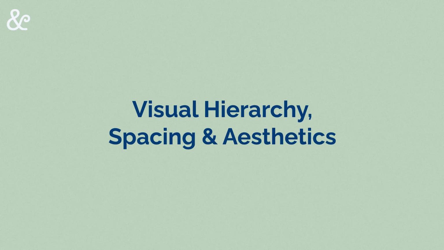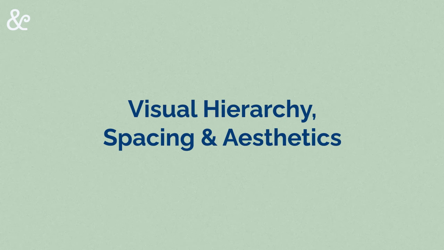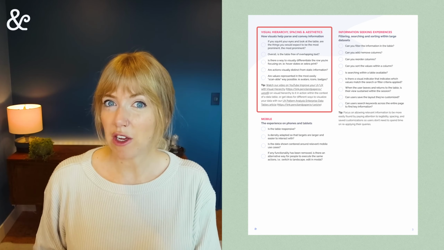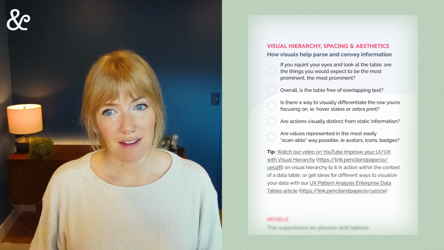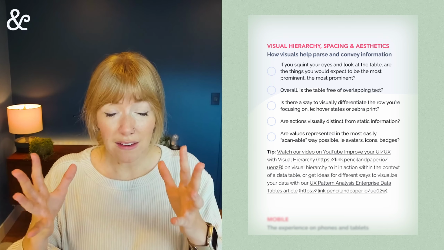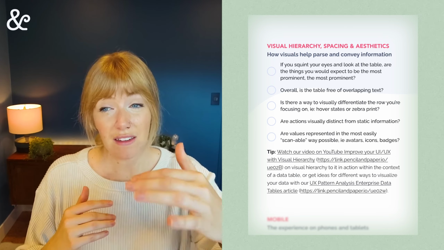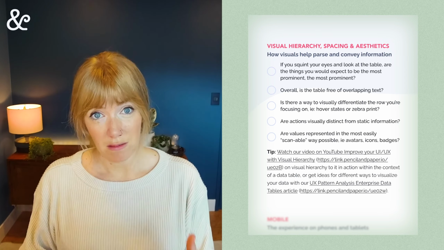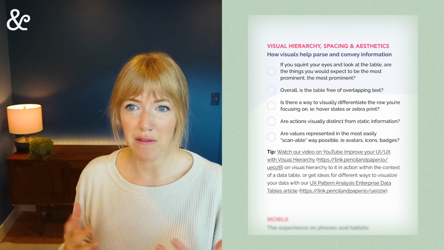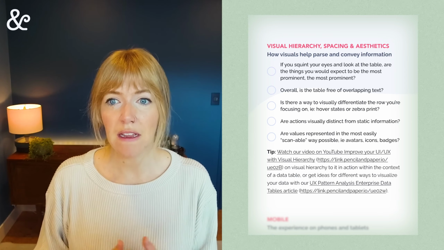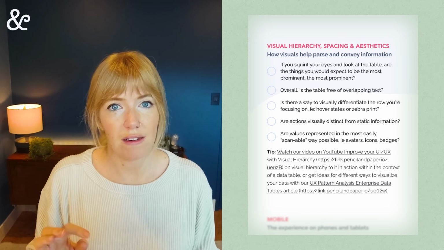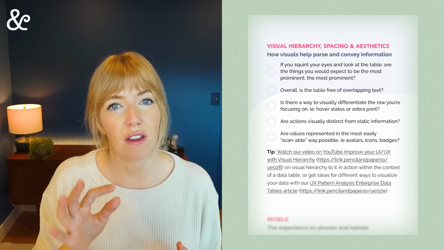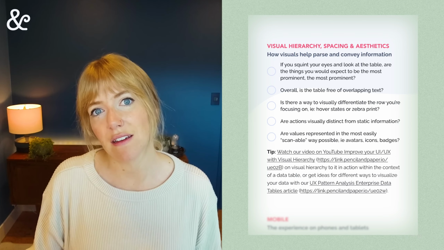Visual hierarchy, spacing, and aesthetics. How do visuals help people parse, understand and convey information? That's important. If you squint your eyes and look at the table, are the things that you expect to be the most prominent, the most prominent? That's the visual hierarchy test, right? Are things making your eyeball go across them in a way that is intuitive to learning or understanding a table?